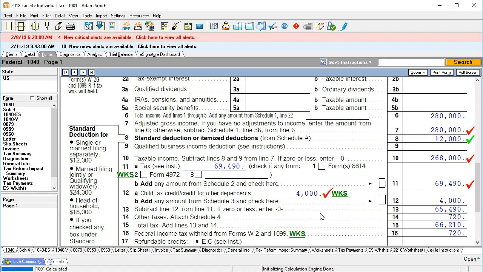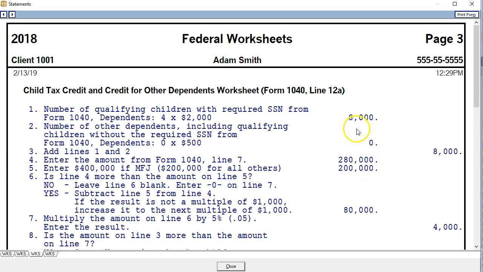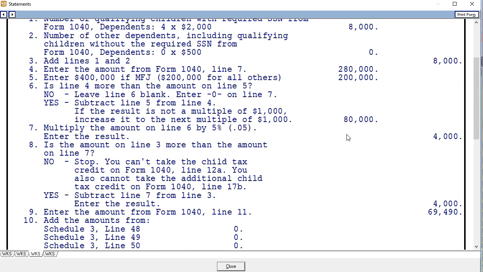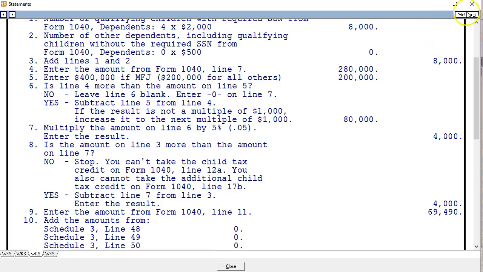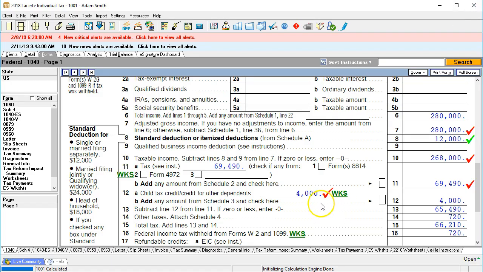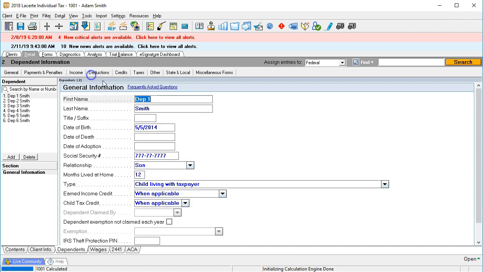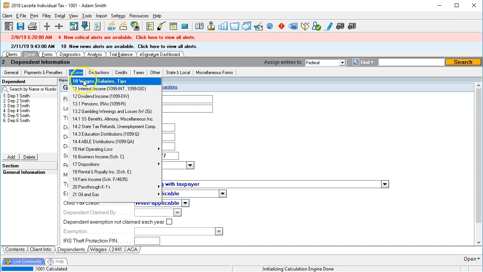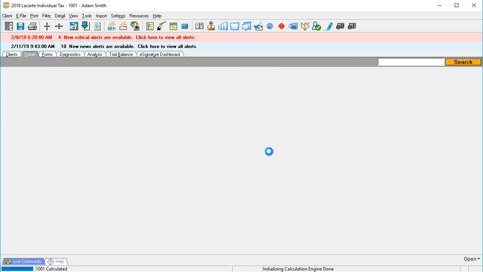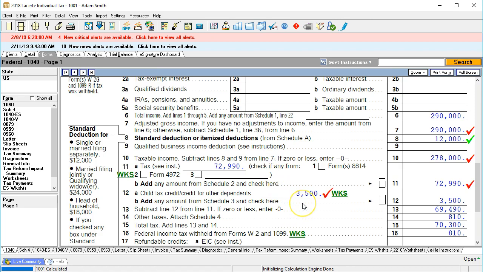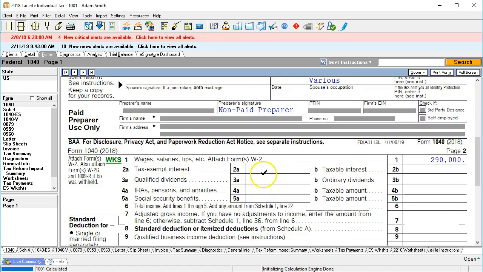So it phased out. If we look at the calculation, of course, we would see that we have 8,000, 2,000 times 4. That's the 8,000, but it's been phased out now to only allow the 4,000 of it. And then, of course, what if we increase the income back over here? We're going to go back to our wages and say, what if we're now at, let's say, 290,000, back to the 290. Well, now we're at 3,500 with our 4 dependents.